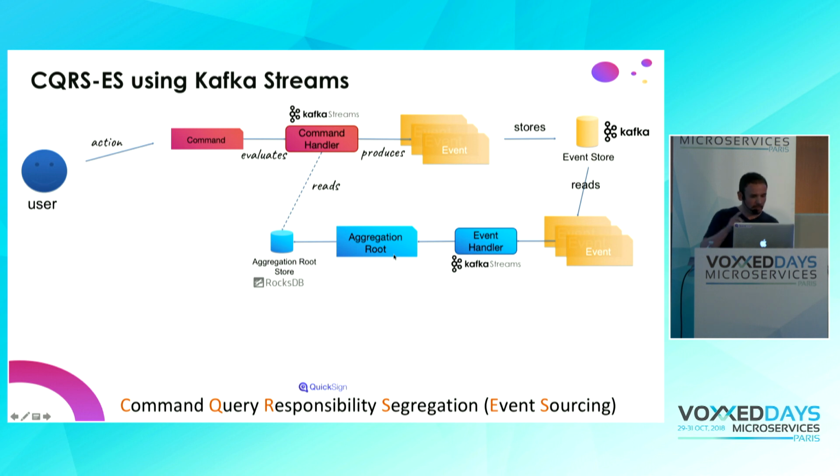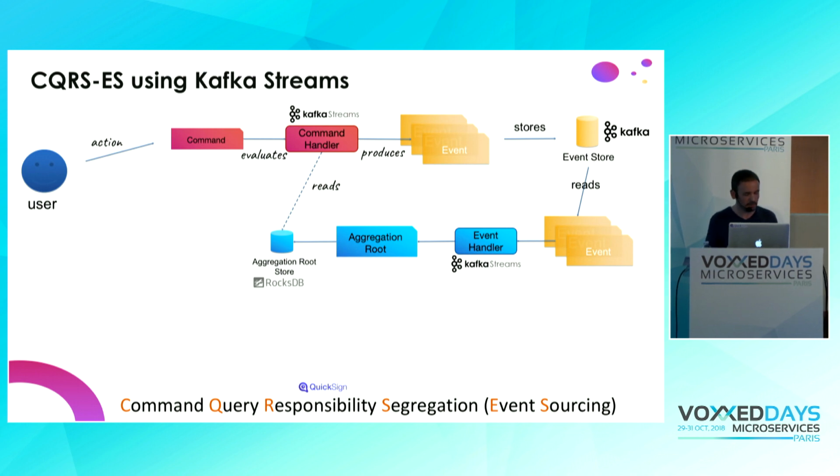I'm back to the command handler. In order to take a decision, you most likely will need to query the previous state of your aggregation roots. You cannot just take a decision based only on the command at hand. Using that pattern, you simply query the aggregation root store. You read from it the previous state in order to take your decisions.